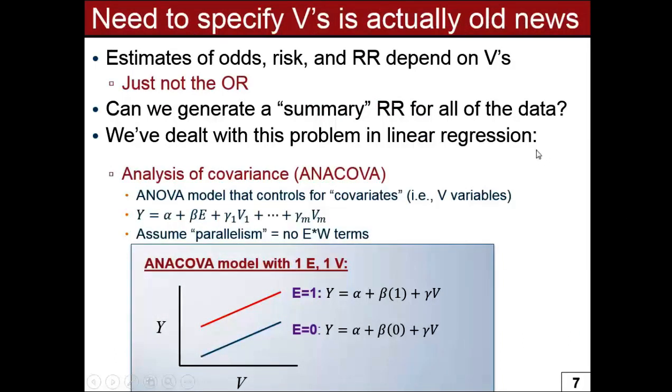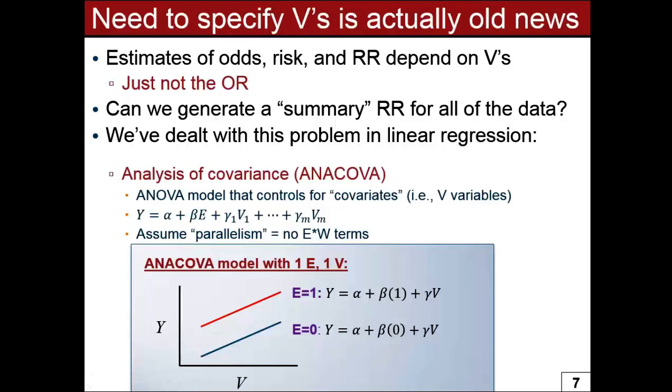So we need to specify the V's. And it turns out the odds and the risk ratio are all things that we get out of a logistic regression model that required the V's. The only thing that does not require it is the odds ratio. The odds ratio, everything cancels.